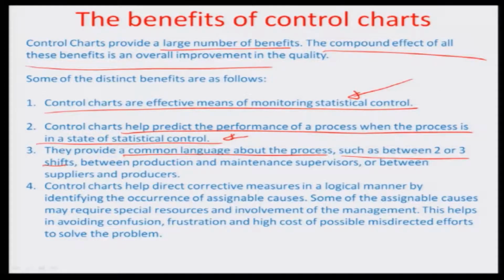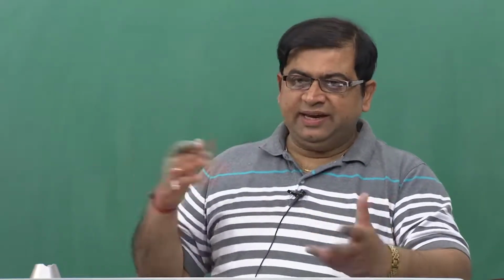For example, in a particular assembly line there may be a shift in the morning, there may be a shift in the evening, and there is really no interface between the supervisors of both the shifts unless they overstay, etc., which is again a financial burden to the company. So the control chart is really a way to share their experiences.